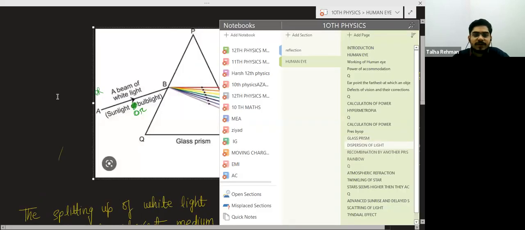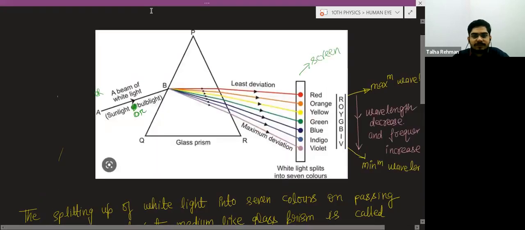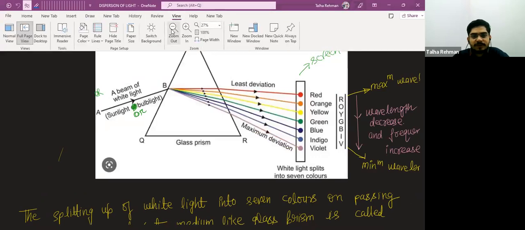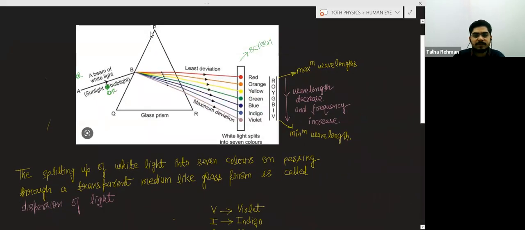And what is dispersion of light? This is a very simple phenomenon. This is a prism, and this is a beam of white light. The beam of white light can be sunlight or it can be from a bulb. So basically, here is air, and this is the glass medium, and here is again air.